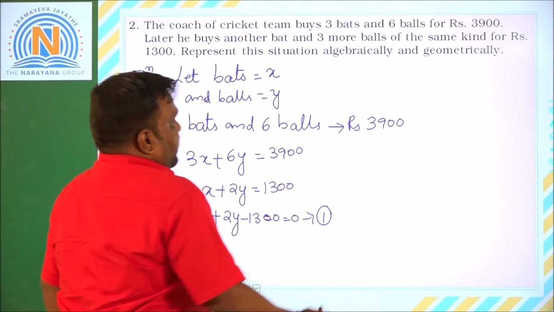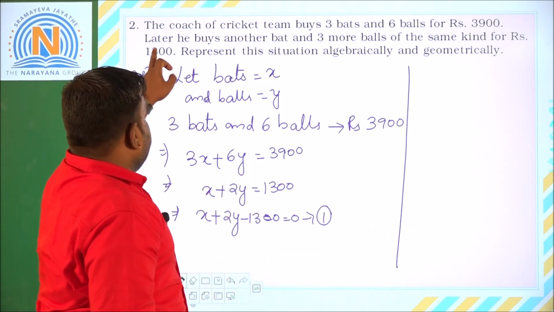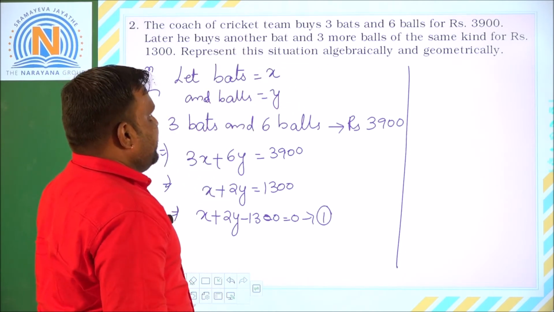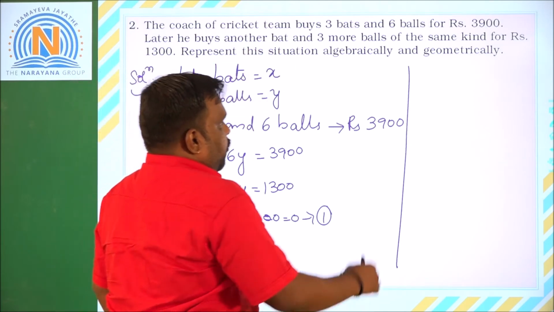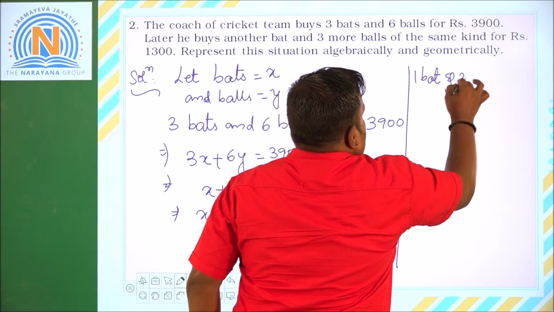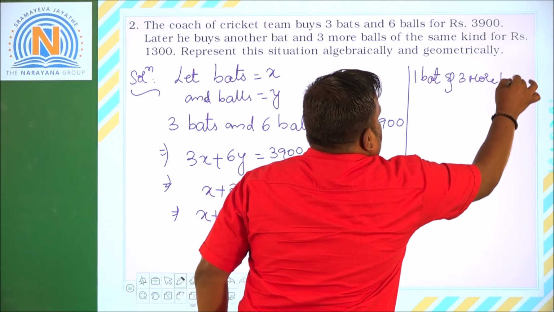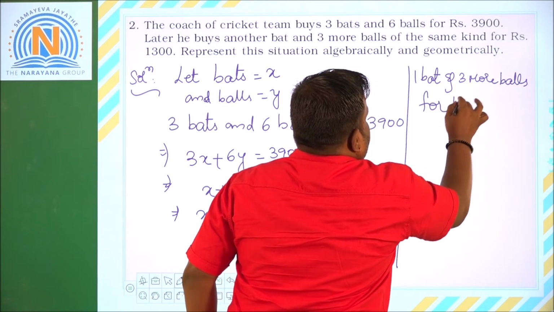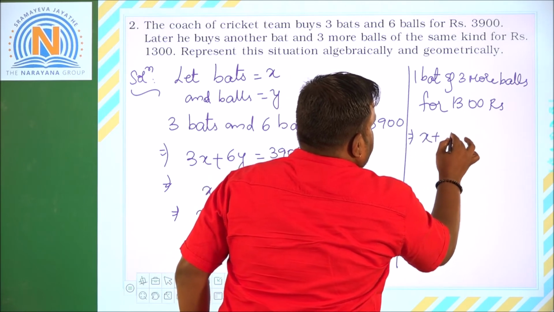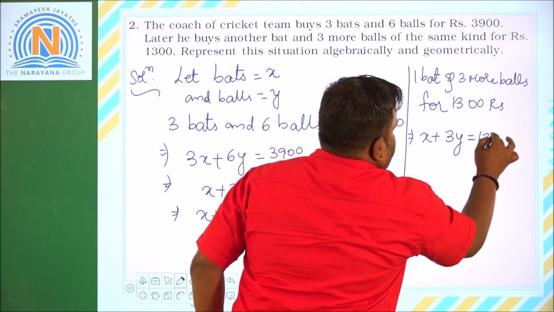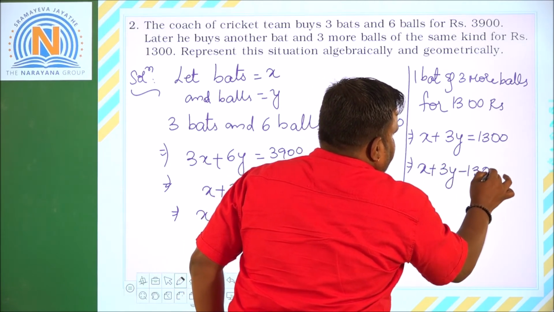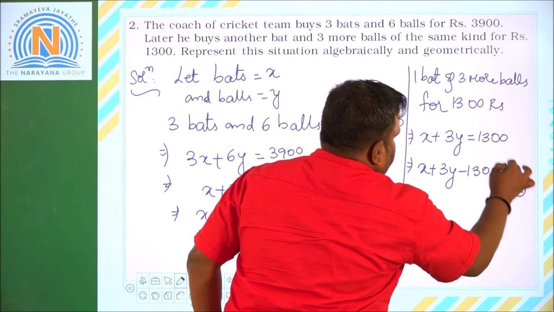Right. Now coming to the second point. If you observe one more sentence here, later he buys another bat and 3 more balls of the same kind for rupees 1,300. So 1 bat and 3 more balls for 1,300 rupees. So what will be our equation here? It will be x plus 3y is equal to 1,300. On arranging it, it will be x plus 3y minus 1,300 equal to 0. So this is our second equation.